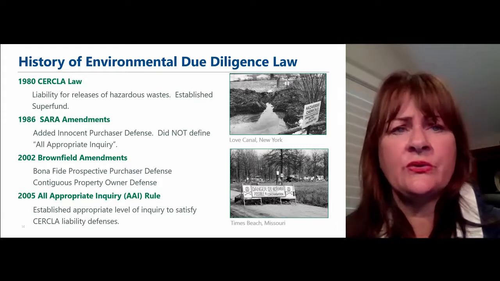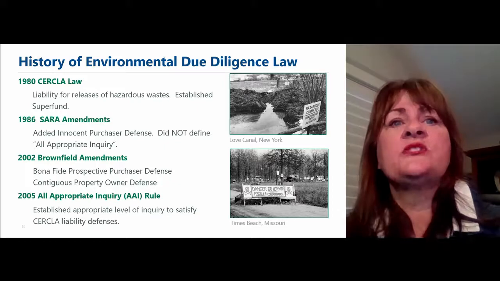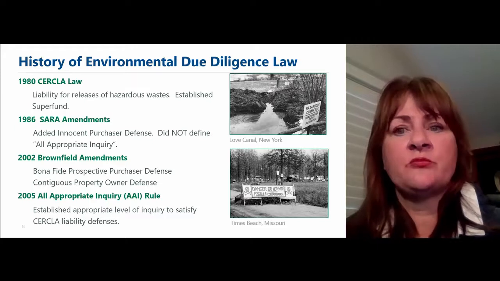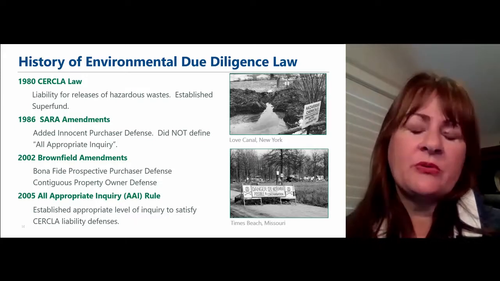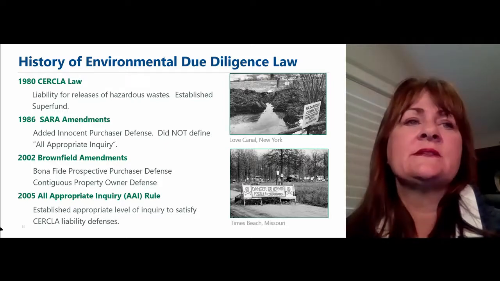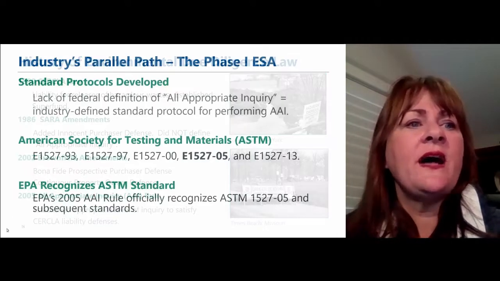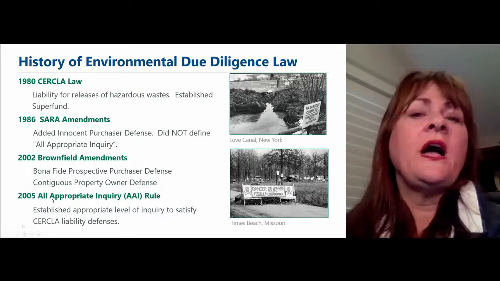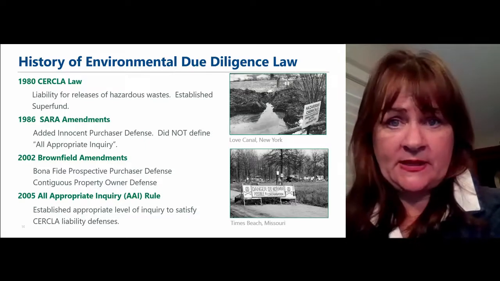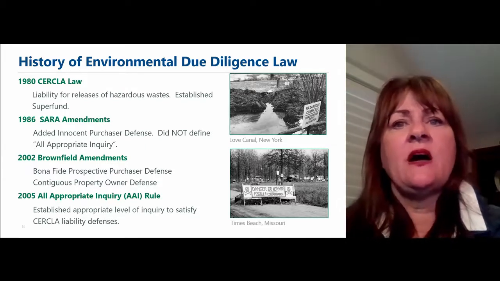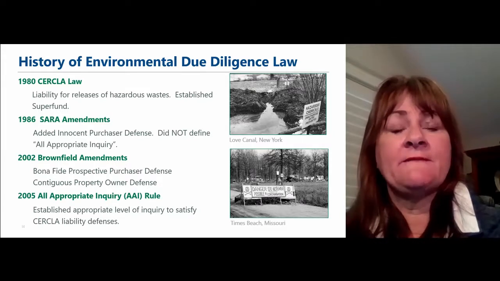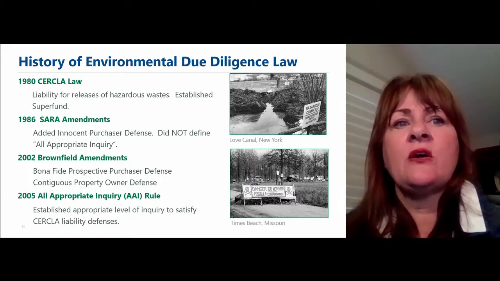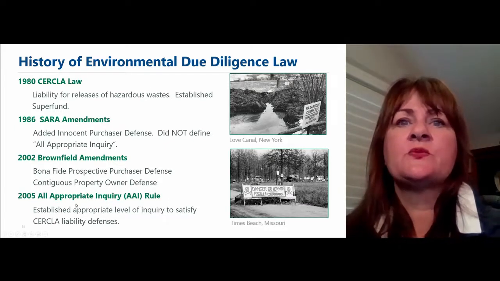And in 2002, they had the Brownfield Amendments, which added these two additional property defenses, which is your bona fide prospective property owner or property purchaser defense, and then the contiguous property owner defense. And it wasn't until 2005 here that they finally decided to define what an appropriate level of inquiry was in the property. That's where they established basically a definition of what an appropriate level of inquiry would be into a property, and it established all three of those CERCLA liability defenses, and that was really important.